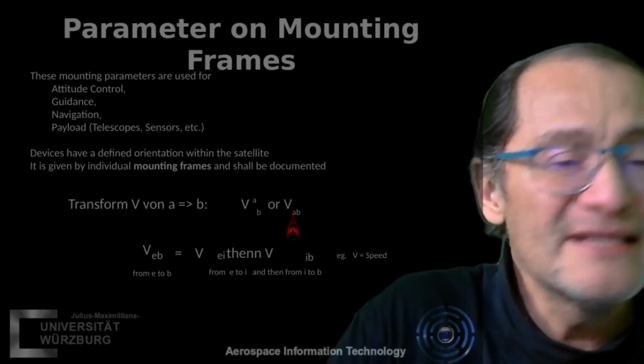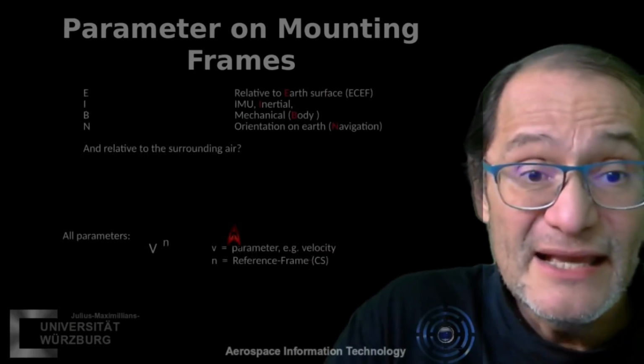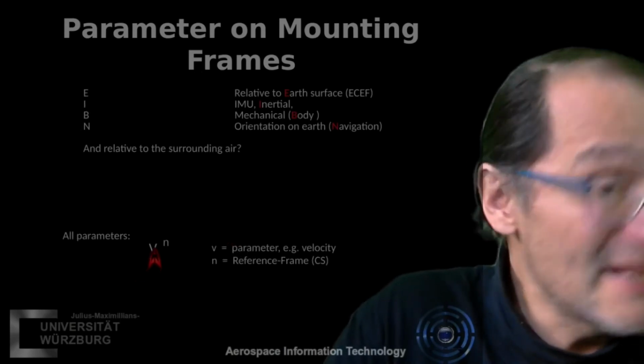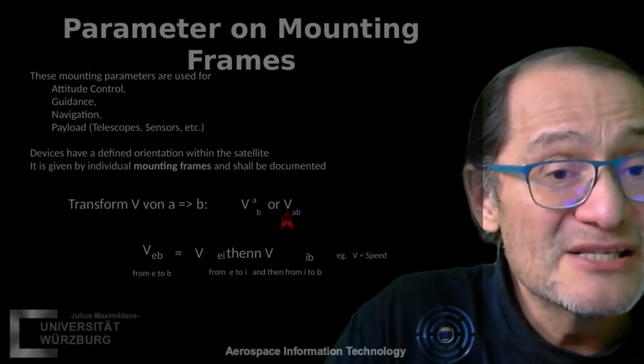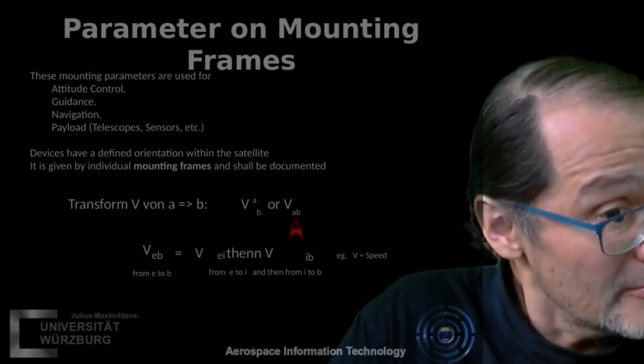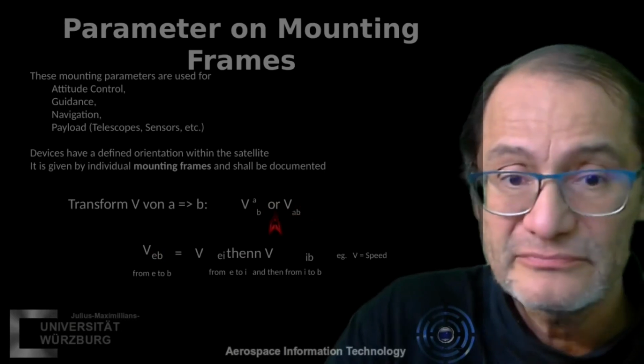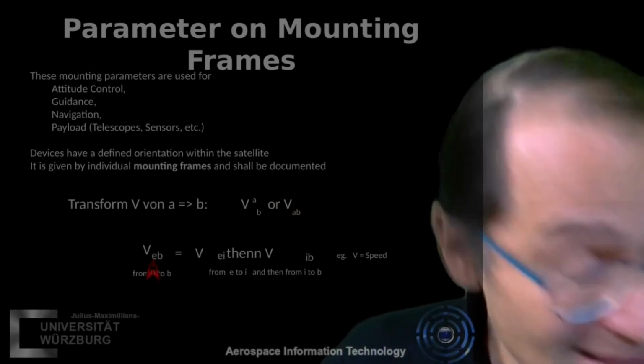Okay, here is the transformation. Here is the value, my speed in this frame. And here is how I can transform my speed from this frame to this frame. So this is an operation. And there is something: this is transitive.